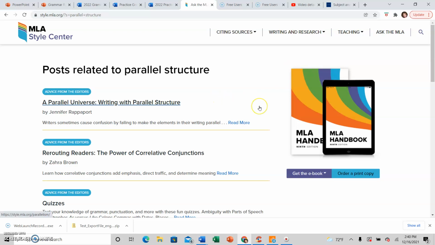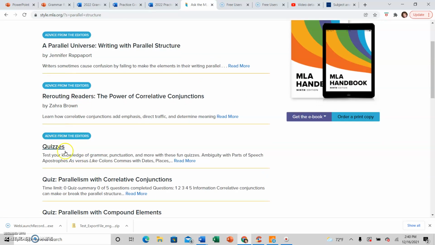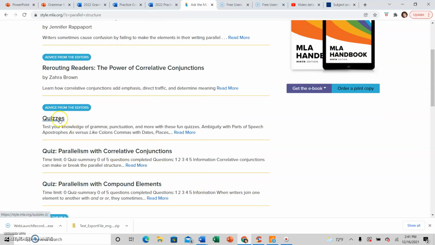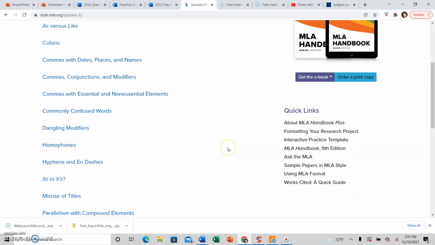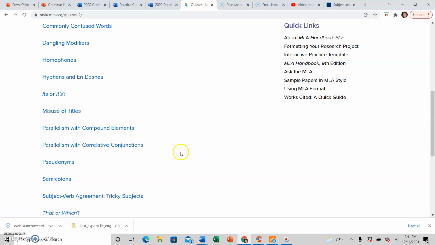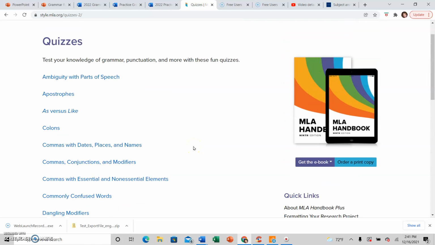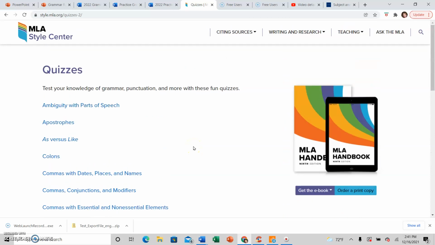This is how you can get more information about anything you're struggling with, whether it's a formatting thing or a grammatical thing or just writing in general. And you can read about parallel structure and even take quizzes on parallel structure. For example, here are all the quizzes: parallelism with compound elements and parallelism with correlative conjunctions. So help yourself to the vast amount of content that's out there, especially the MLA Style Center. That is one of the best places to go.